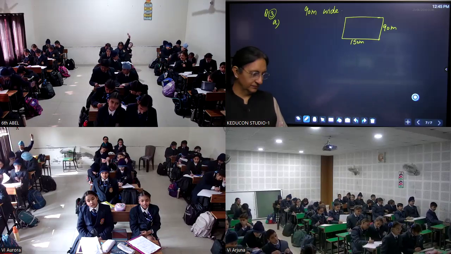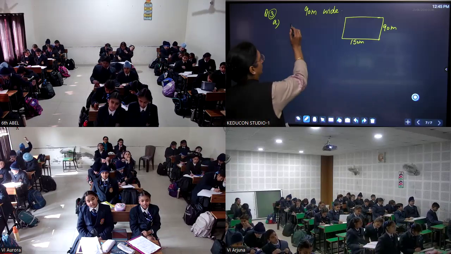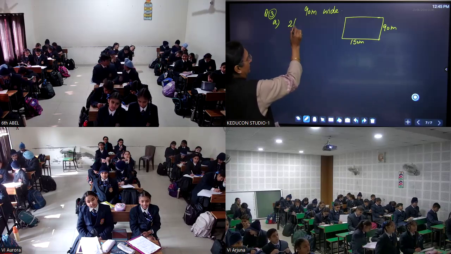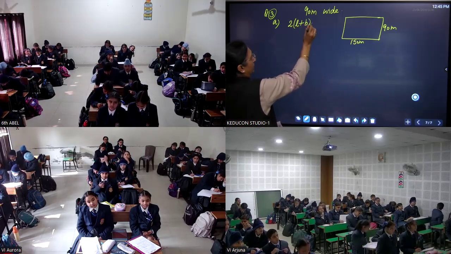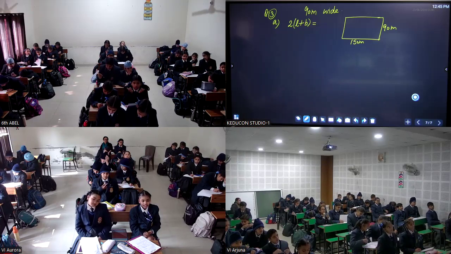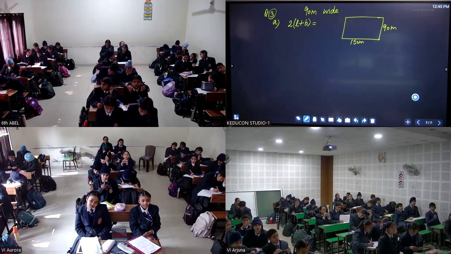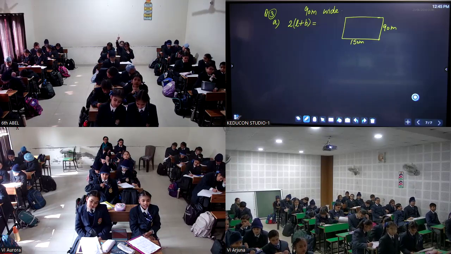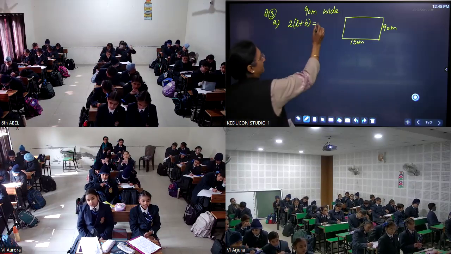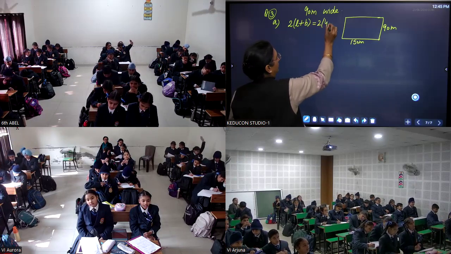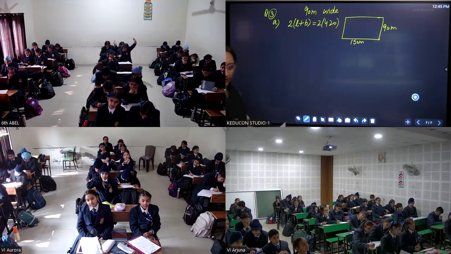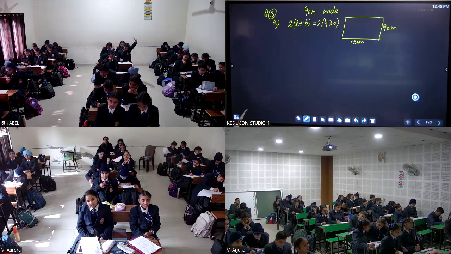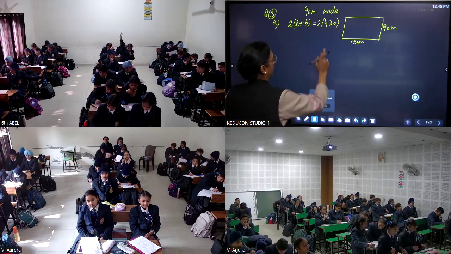Ma'am, perimeter equals 2 multiplied by (length plus breadth). Very good. What is it, Abhi? Bracket 150 plus 90, and 150 plus 90 is 240. And after that, when we multiply it by 2, the perimeter will come to 480 meter. Yeah, it is coming out to be 240 after adding.